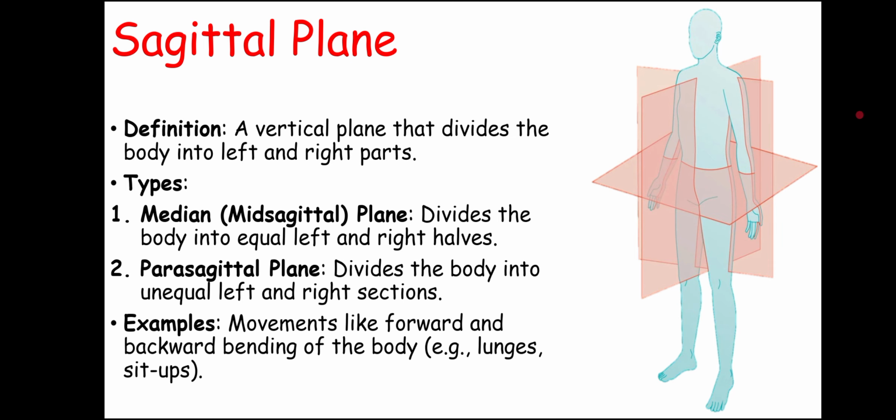Now let's talk about the examples of the sagittal plane. Examples are movements like forward and backward bending of the body, which are sagittal plane movements.